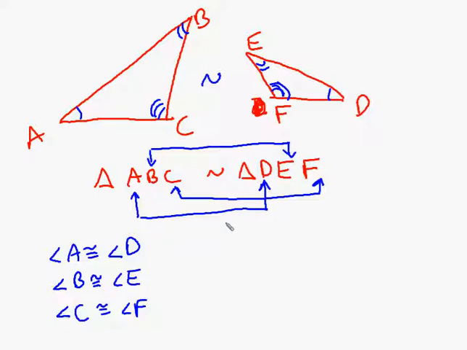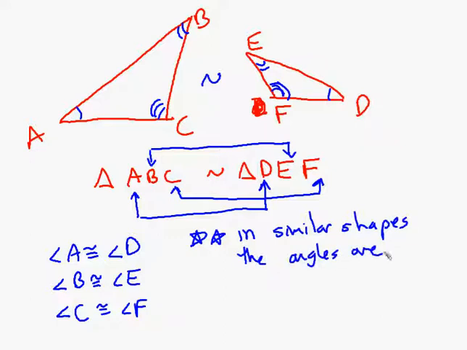Okay, so the angles, and this is a very important fact, very, very important, star this. In similar shapes, the angles are congruent and the sides are in proportion. So what that means is the sides are not necessarily equal, but the angles are. The angles have to be equal, otherwise you don't have the same shape.